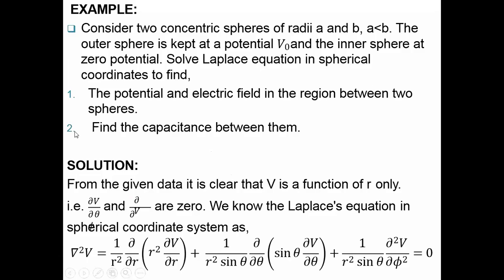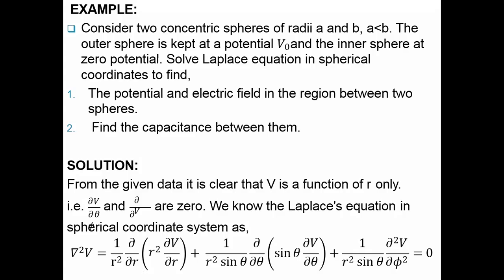So again, you may go through some more. Here the only difference is that it is in the spherical coordinate system. It says to consider two concentric spheres of radii A and B, where A is less than B. B is the outer sphere. The outer sphere is kept at a potential of V naught, and the inner sphere is at zero potential. Solve the Laplace equation in spherical coordinates to find the potential and electric field in the region between the two spheres. Just very quickly see the solution first.